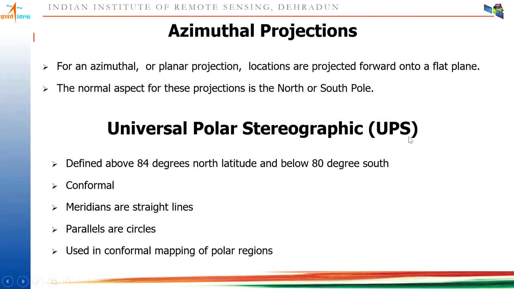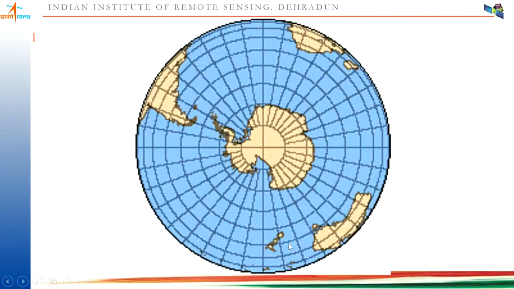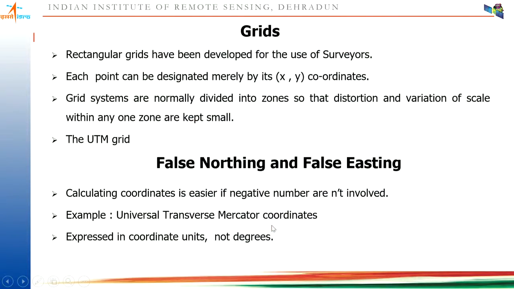UPS, Universal Polar Stereographic Projection, is defined above 84 degrees north latitude and below 80 degrees south. It's conformal, where conformal means the shape will be preserved, and the meridians are straight lines and parallels are circles, used in a conformal mapping of the polar region. So this type of map will be there for the polar region. Meridians are straight lines, and the parallels are concentric curves.